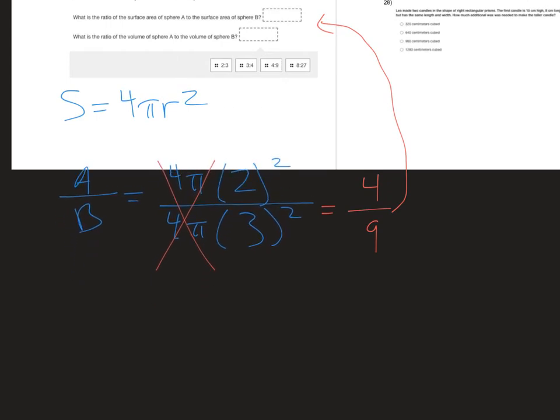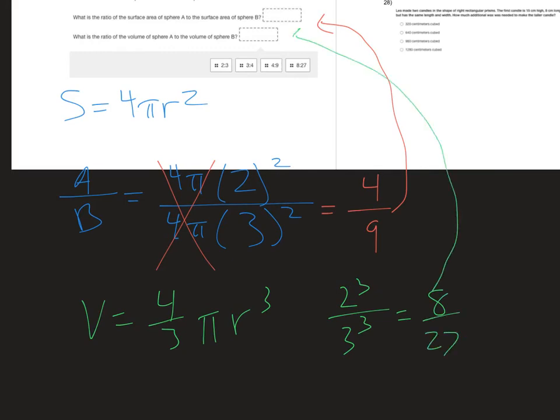The volume formula is 4/3 pi r cubed. But when I make the ratio of the volume of A to the volume of B, the 4/3 and the pi's are going to cancel out, and you're just going to get that ratio of the two radii cubed. So our ratio of A over B, in this case, is going to be 2 cubed over 3 cubed, which is 8 over 27.